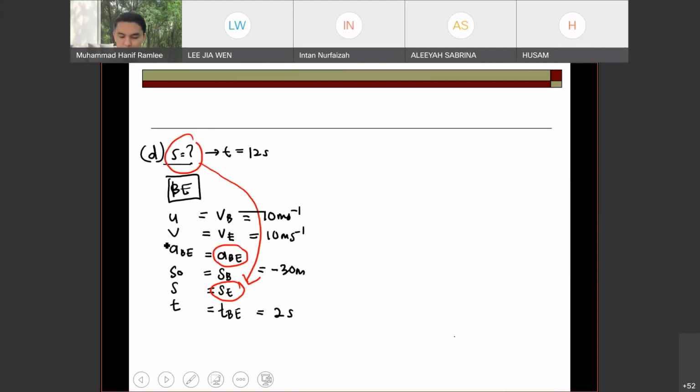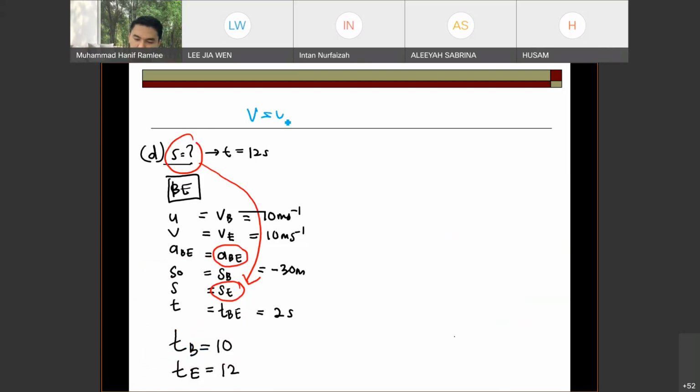Okay, TB is 10. So we have TE is 12. So TBE should be 2 seconds from B to E. Okay, so from here you will get SE straightforward. But in the beginning you have to find, of course, acceleration. Okay, so can you help me to get ABE and SE? SE the final answer. Okay, can someone help me to use the formula?